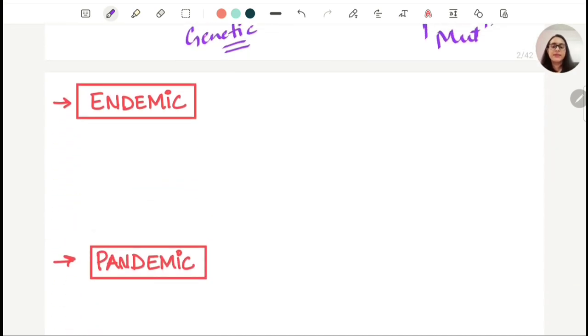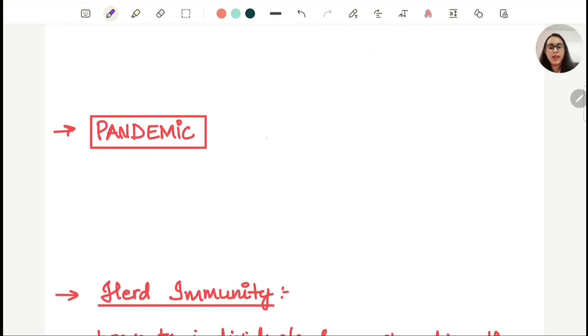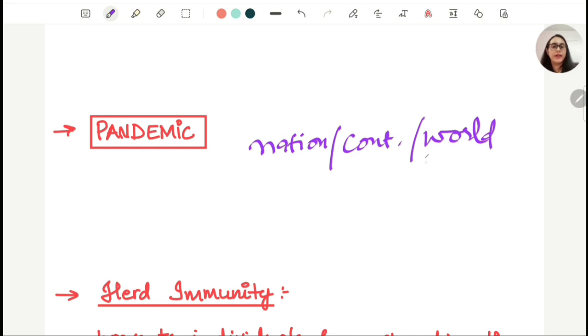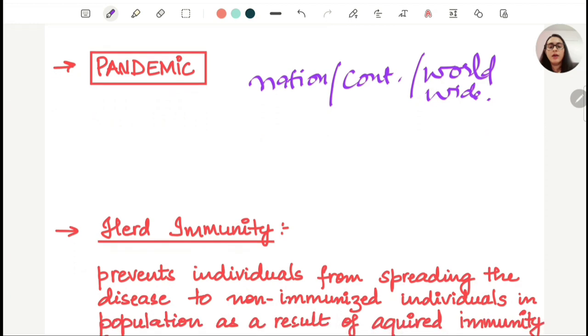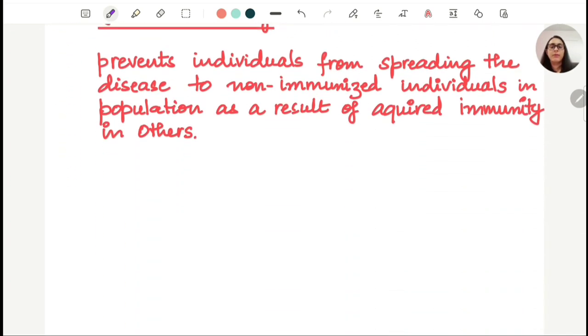So coming to endemic, certain definitions. Endemic is a constant presence of a disease or any infectious agent which occurs in a geographical area or in a population without any importation from outside. Pandemic affects a large population, occurring in a large geographical area. It can involve an entire nation or continent or be a worldwide disease. Now, COVID-19 is again an example of a pandemic. Herd immunity prevents the spread of disease from a non-immunized individual in the population, as a result of acquired immunity developing in the other people.